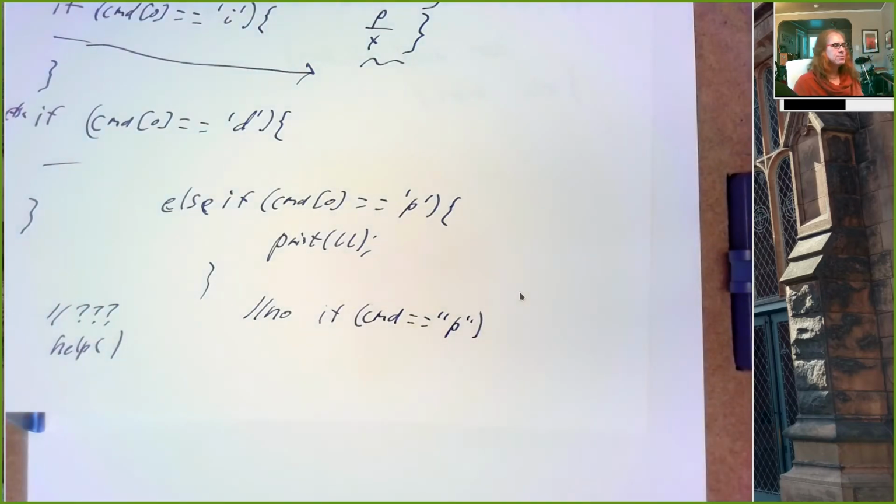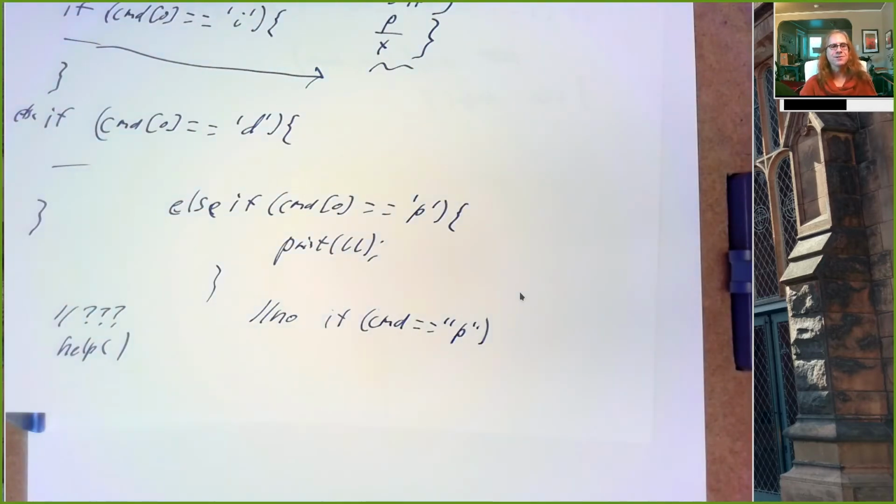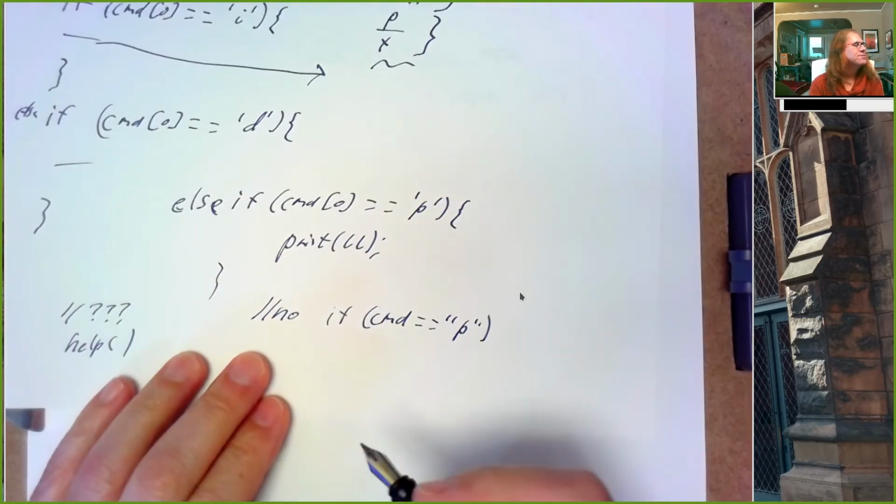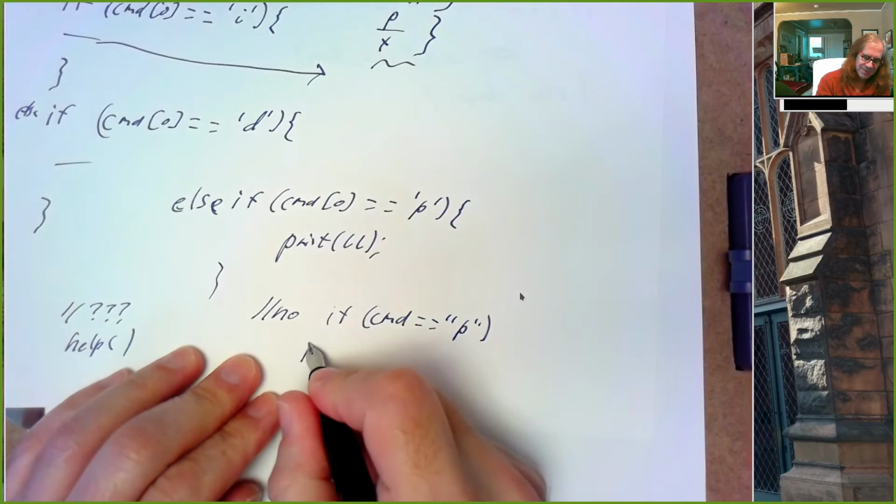right? That's not going to work. You can't compare strings in C by using equal equal, because this is a pointer, and they're pointing to different things. They might both point to something that contains the letter P, but they're pointing to different things. The values of these two things are different. Which you generally find out the hard way.